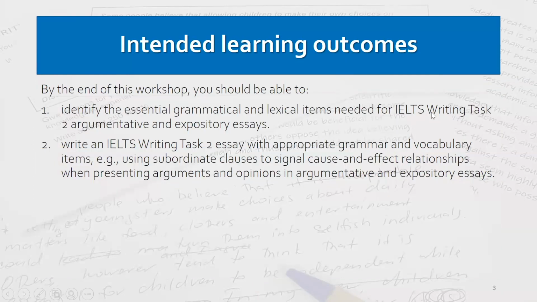For today's workshop, I have two intended learning outcomes that I would like you to achieve. Number one, I hope that by the end of this workshop, you should be able to identify the essential grammatical and lexical items that you need for your IELTS Writing Task 2. I will focus on four in this workshop, and I will show you what the four typical language features are in the later slides. And apart from the identification of these grammar and vocabulary, I also hope that you can apply these typical language features in writing an IELTS Task 2 essay.